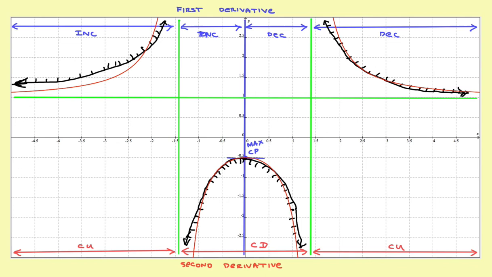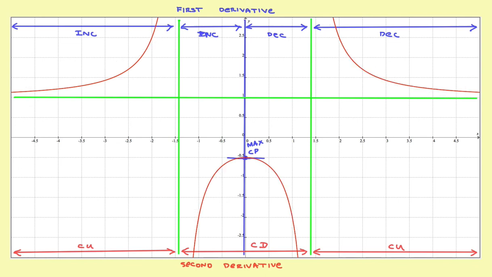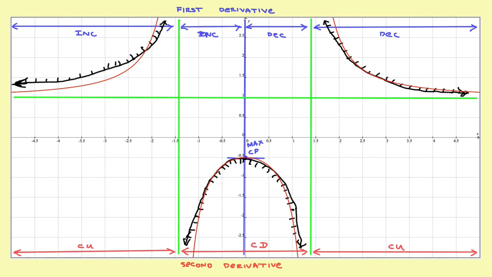As a matter of fact, let's go ahead and turn off the black graph. We can see exactly what it looked like. So everything fits. You have critical points, maximum here, concave up and concave down where it's supposed to be, switches from increasing to decreasing at certain points. All the increasing and decreasing matches up. Let's go ahead and turn ours back on again. So when you turn it back on, you can see that you actually get a reasonably accurate graph.